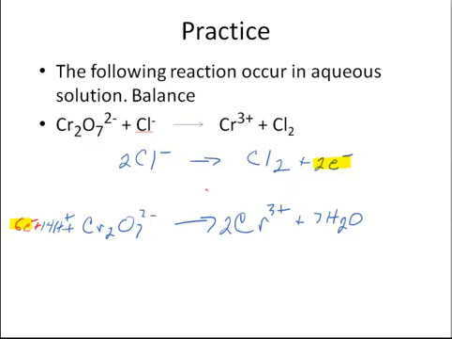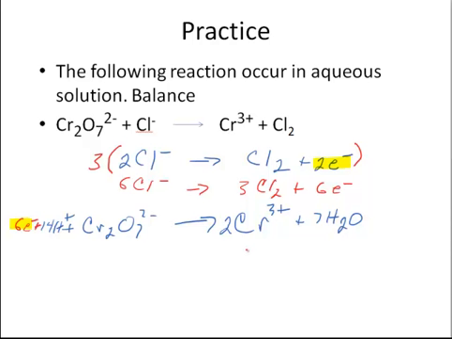Now I've got that. Step 7 would be, actually, step 6 would be multiply the equations to make the electrons equal. Okay, well, I've got 6 electrons here, and I've got a total of 2 electrons here. So what can I multiply this whole thing by to make them equal? Well, I could put a 3, right? So that gives me 6 Cl minuses, 3 Cl2s, and 6 electrons. Okay? So there we have that.